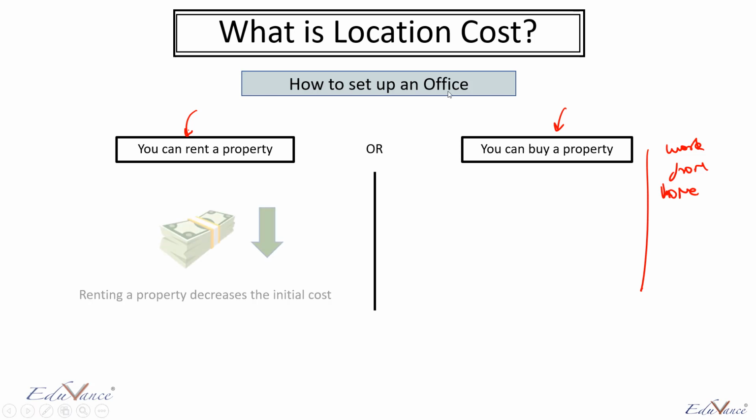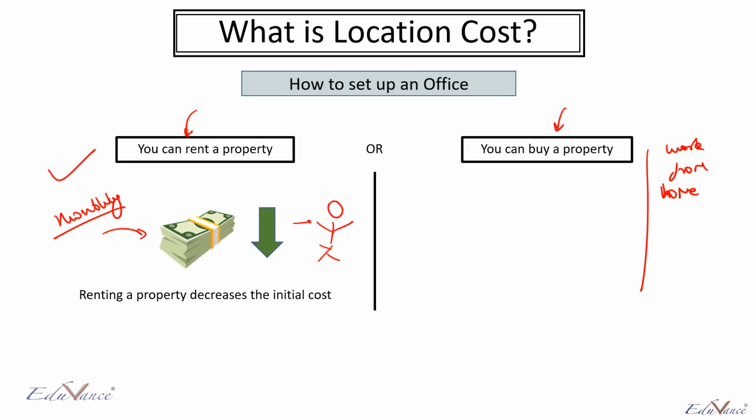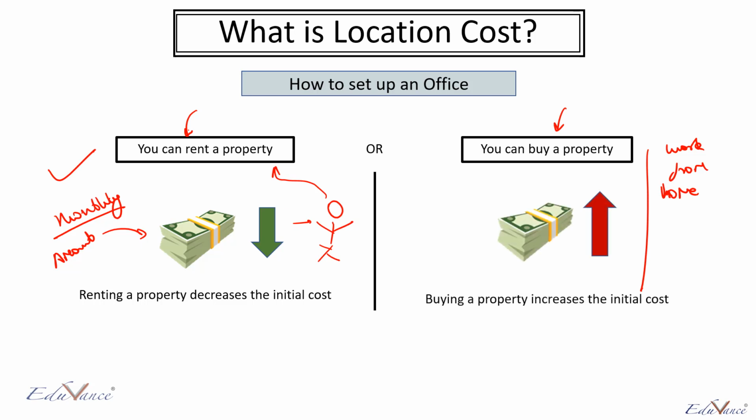So let's get started. If you decide to rent a property, you will have to pay a monthly rent. So you will have to pay a monthly amount to a person who owns the property. Now the advantage is that you will pay a small monthly amount versus if you buy a property, you will have to buy the entire property completely from this same person. Let me give you an example.